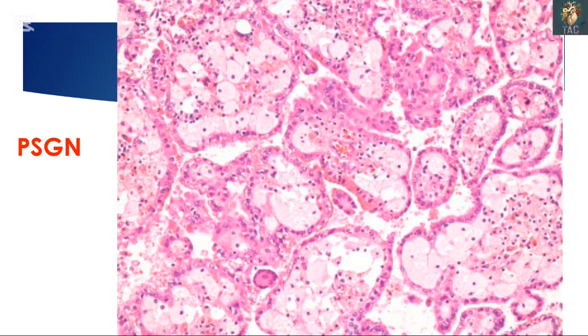This slide is of post-streptococcal glomerulonephritis, a disease which occurs 1 to 3 weeks after group A beta hemolytic streptococcal skin infection or pharyngitis. You can appreciate over here enlarged glomeruli with neutrophilic infiltrate showing acute infection.